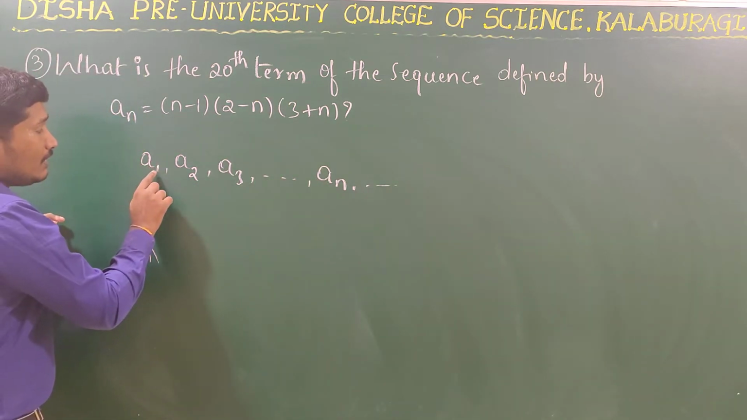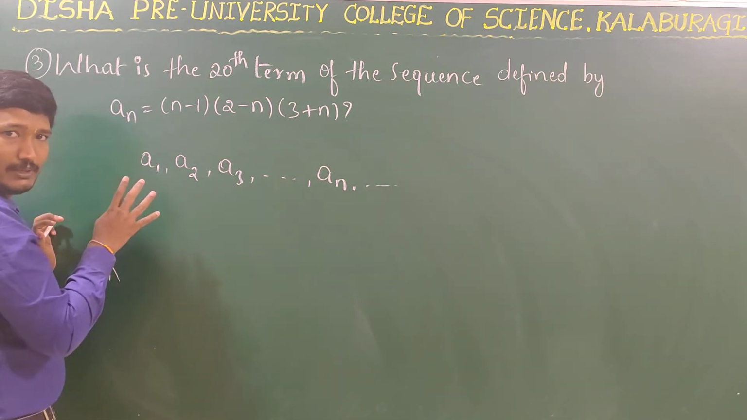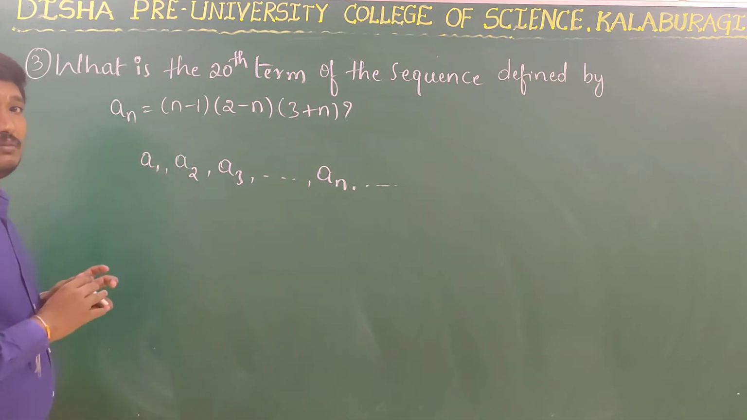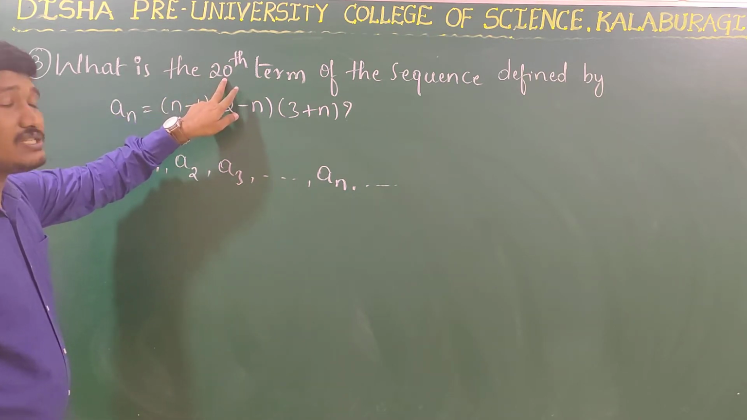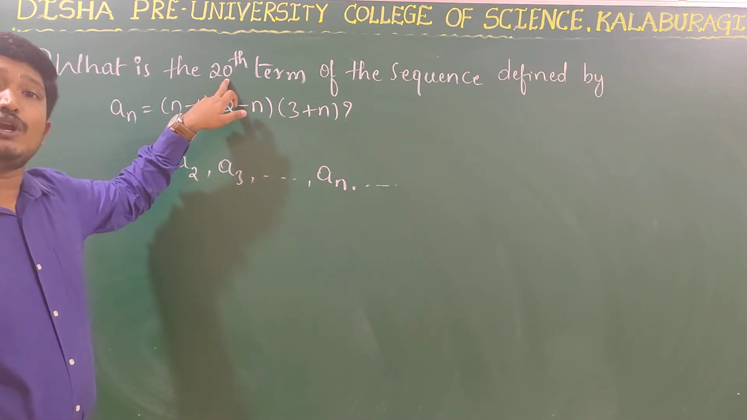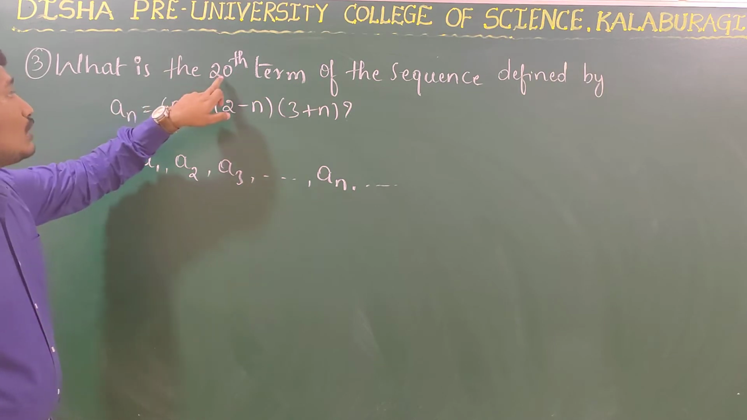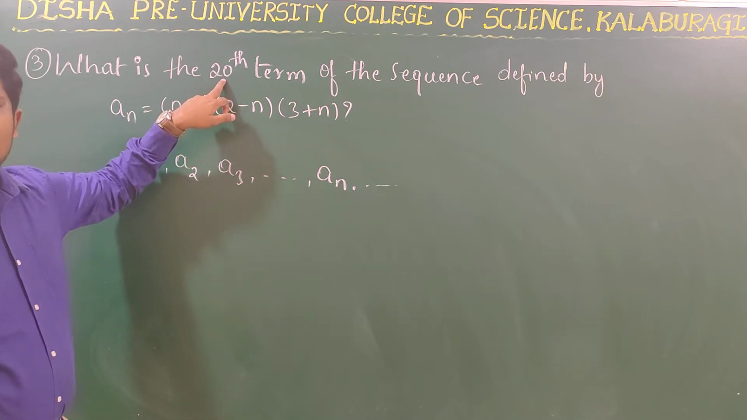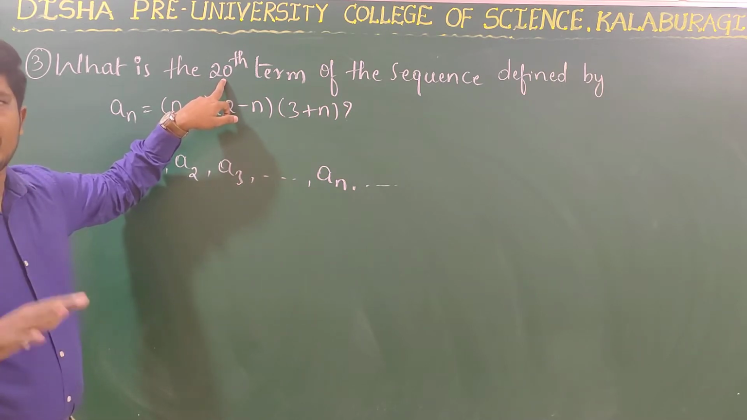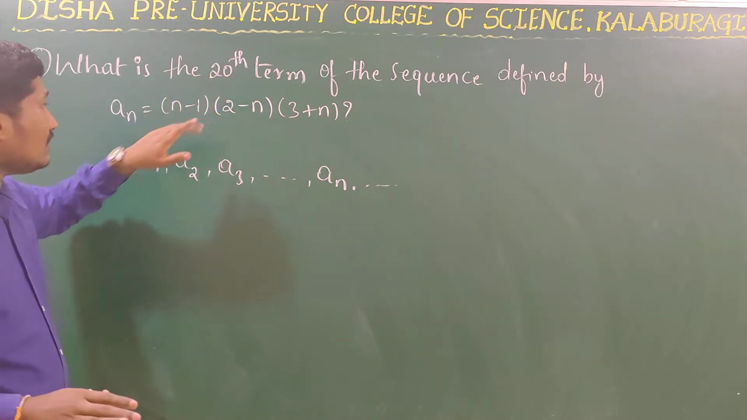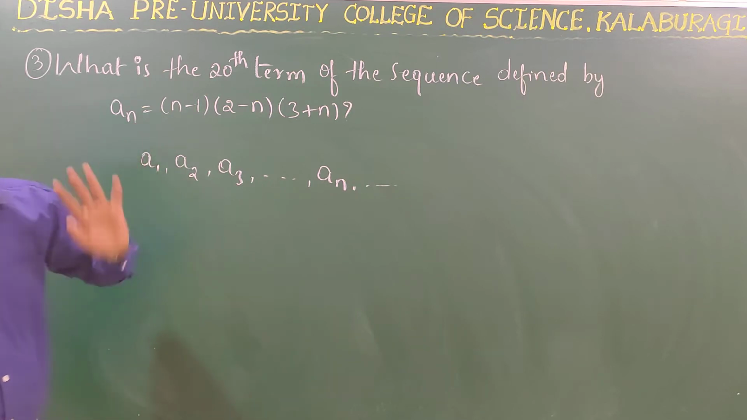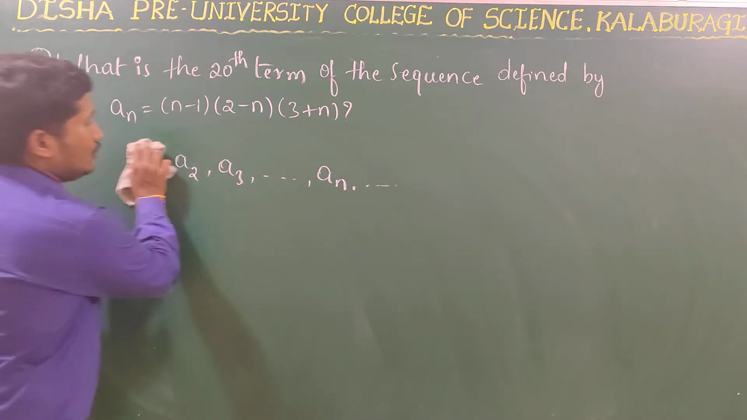So 1 represents the first position of the element. In the same way, 2 represents the second position of the element, that is the second term. Here we are asked to find the 20th term of the sequence. So what do you mean by that? n is equal to 20. At the 20th position of the sequence, what is the term that we have? We have to find that. To find that, we have to put 20 in the place of n. So let us substitute that and find the solution.